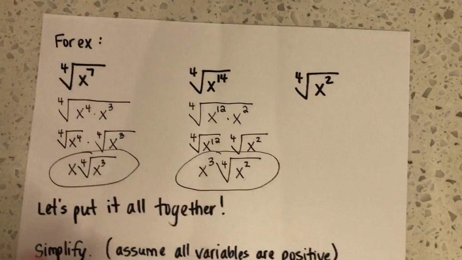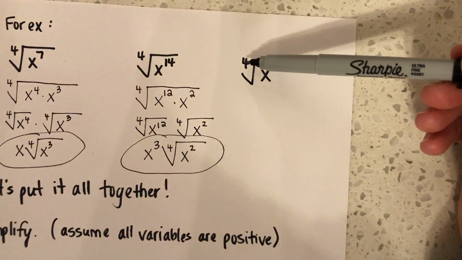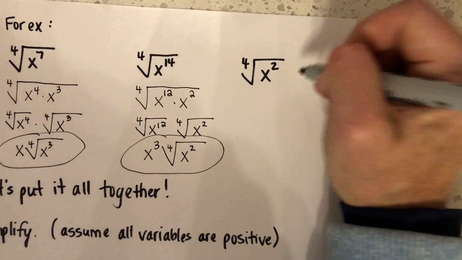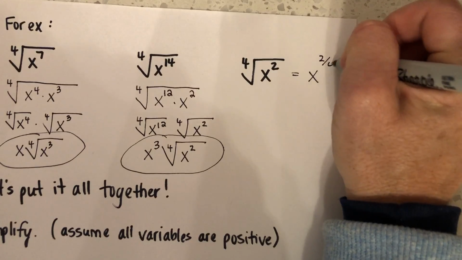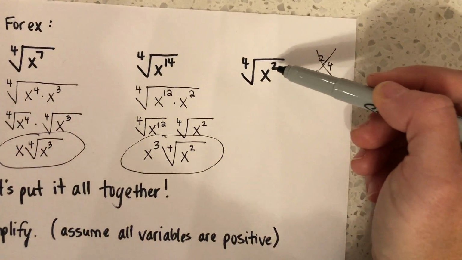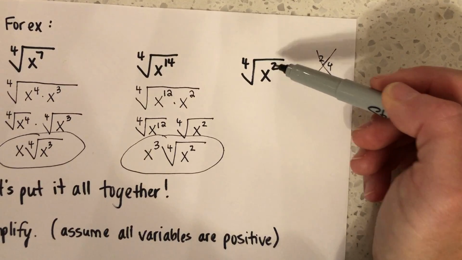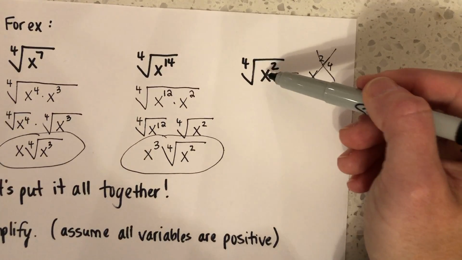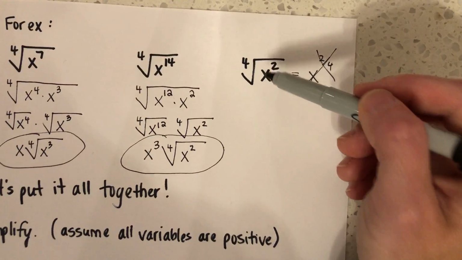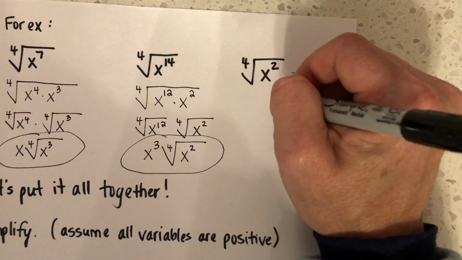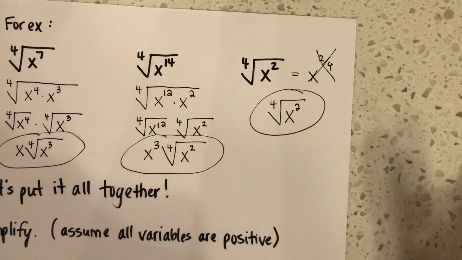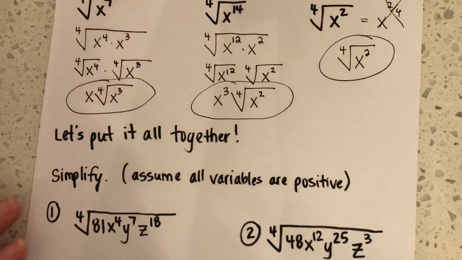Okay, well, look at this one. What if they asked you to take the fourth root of x squared? Well, 2 doesn't divide by 4, so I don't want to write it like that and get some fractional exponent. Then you would ask, what's the closest number to 2 without going over that divides by 4? There isn't any number smaller than 2 that divides by 4. So that means this is a simplified radical. The 4th root of x squared literally will stay the 4th root of x squared. It's already simplified.